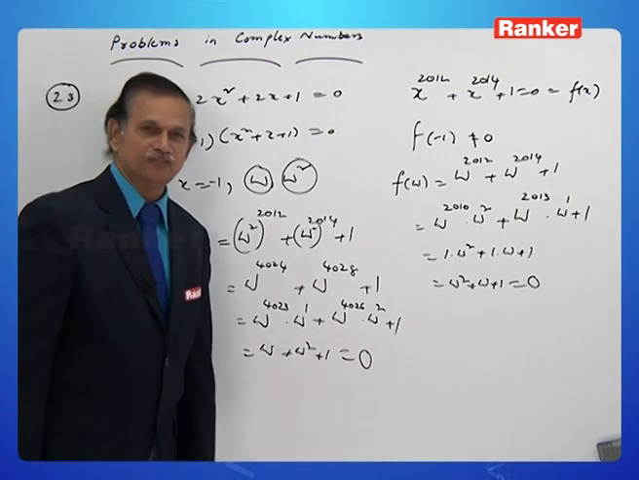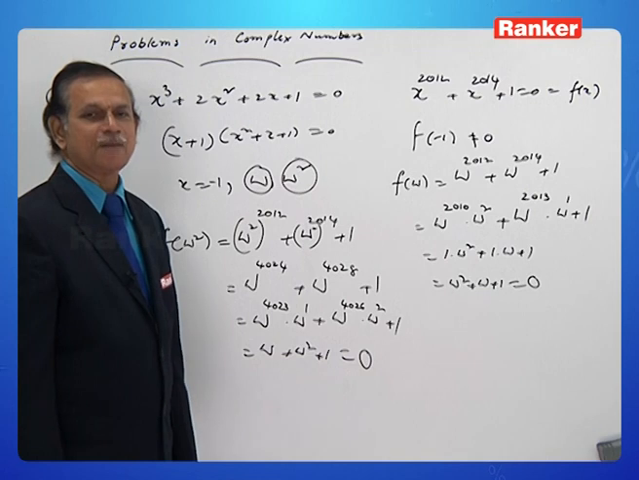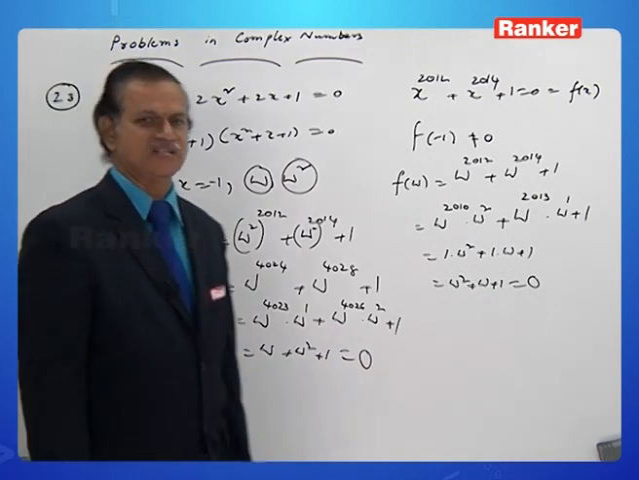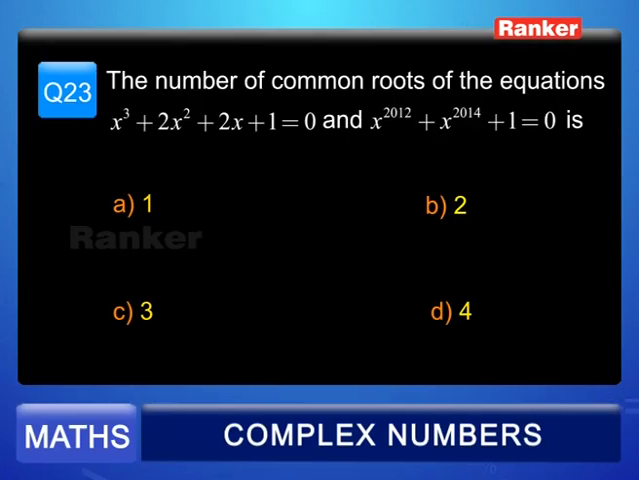f of omega is 0 and f of omega square is also 0. Therefore, how many common roots are there for the given two equations? Just 2 common roots are there. Therefore, what is the right option? Option B is the right option.